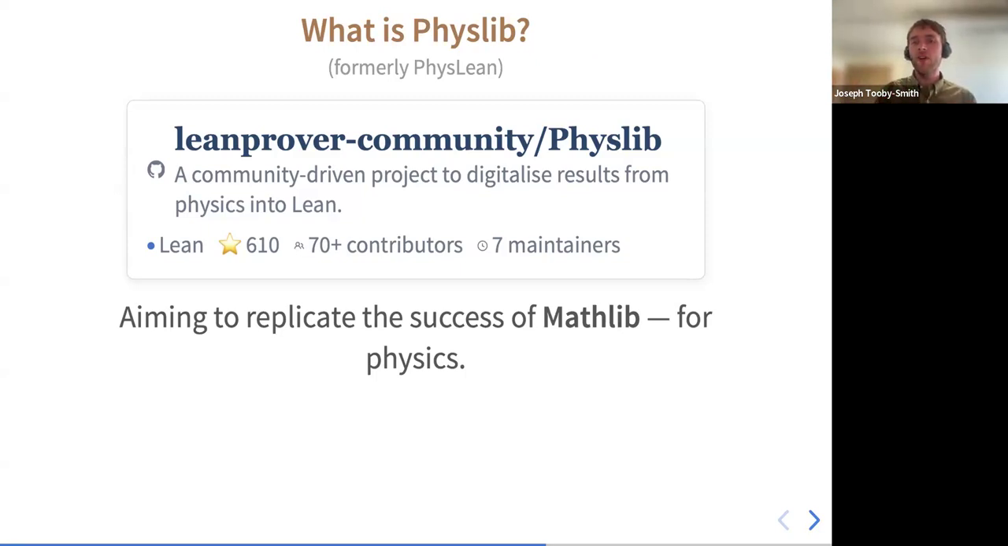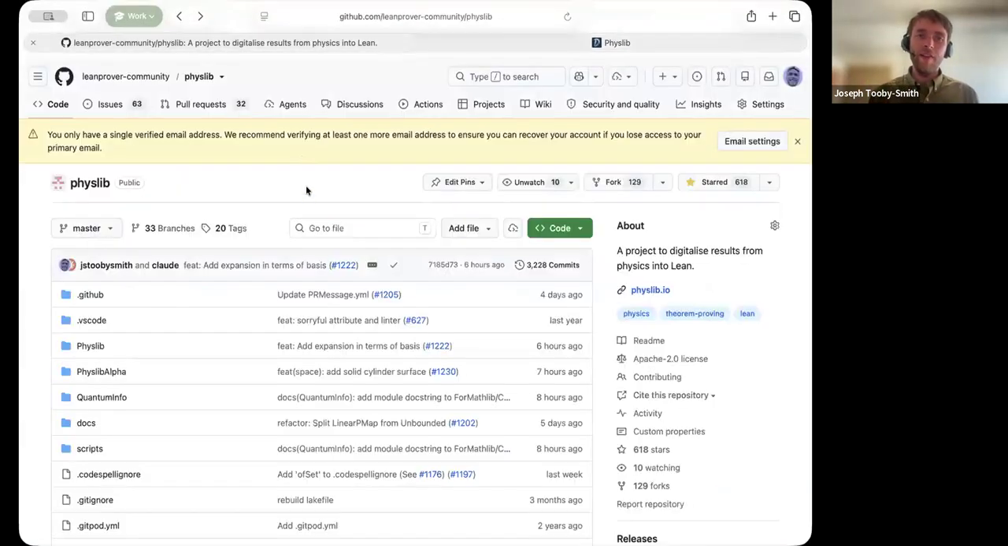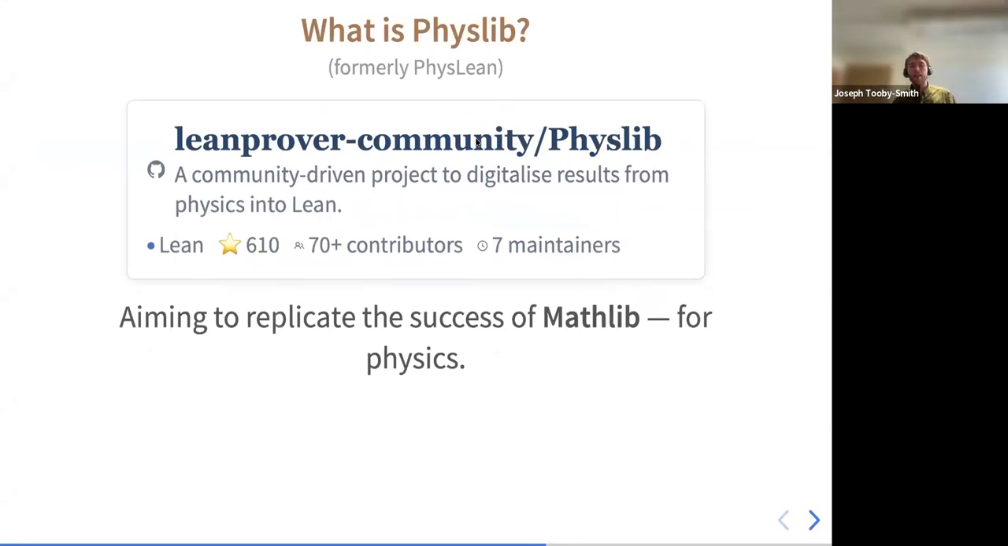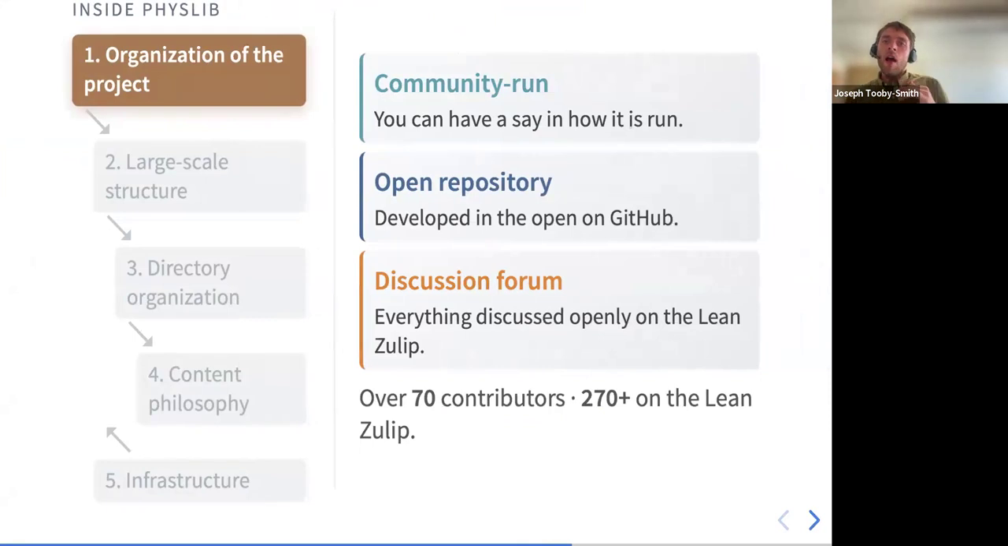so that we can come up with a consensus, a trusted base of results from physics. This is a GitHub repository, and that's the core of it. So if I go over here, it is something that you can download and interact with. If you install Lean, you can play around with this repository. You can contribute to it, you can make pull requests and so on and so forth. So that's the main content of it. And as I said, the aim is to replicate the success of Mathlib, but for physics.